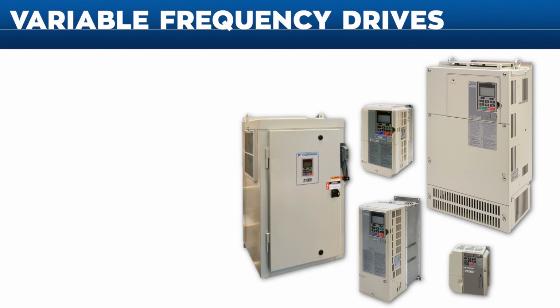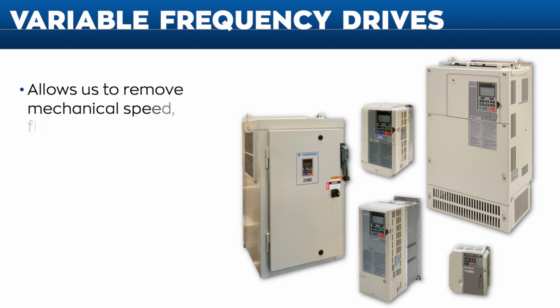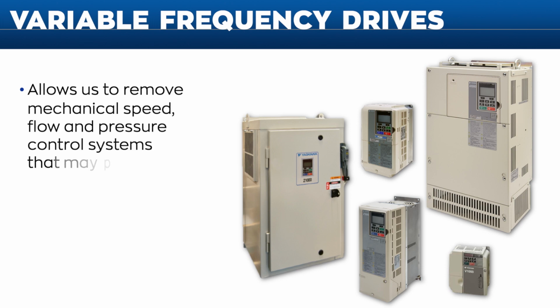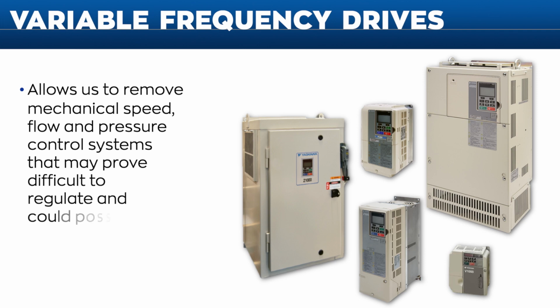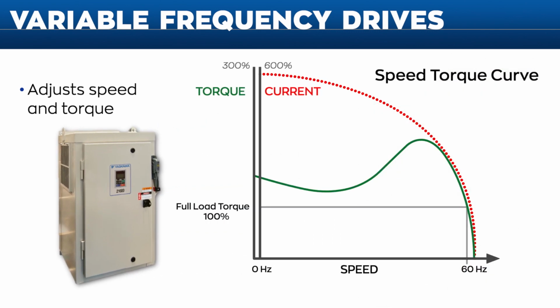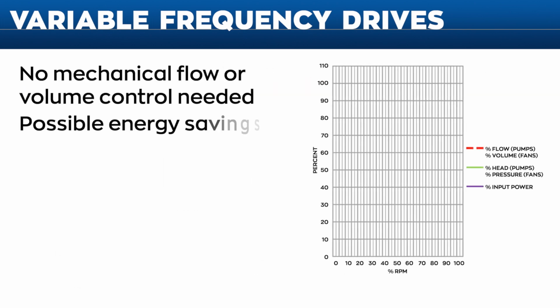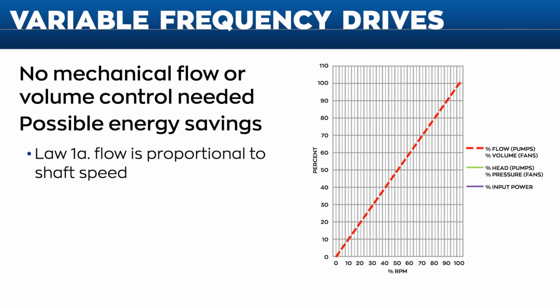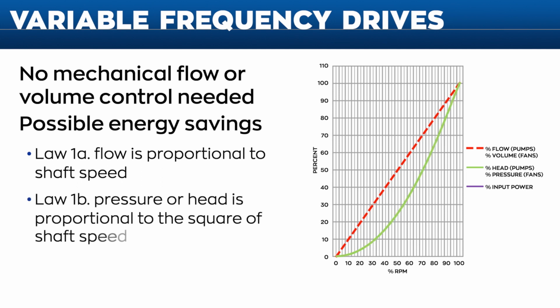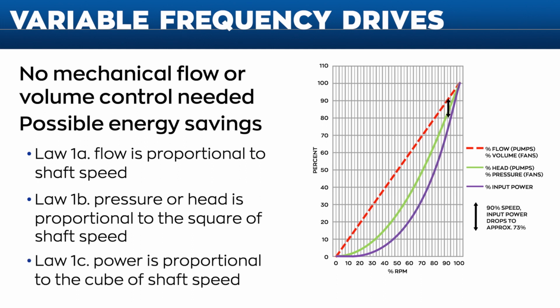Using a variable frequency drive for these types of industrial and commercial applications allows us to remove mechanical speed, flow, and pressure control systems that may prove difficult to regulate and could possibly be failure points. Instead, the drive easily adjusts speed and torque to given system demands. On top of that, some variable torque commercial applications can take advantage of affinity laws and use the least amount of energy to meet the given flow or pressure demand. This can lead to energy savings that can have the drive system paying for itself within a short period of time.